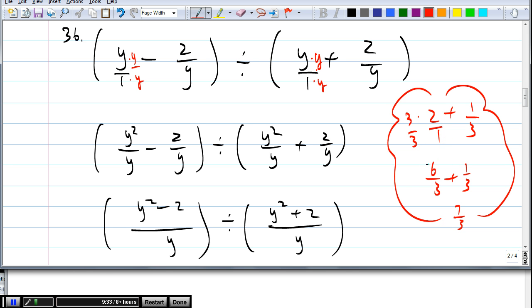All right. Then, what does it mean when you have division? Samara, what do you think? How do I rewrite this with a multiplication?